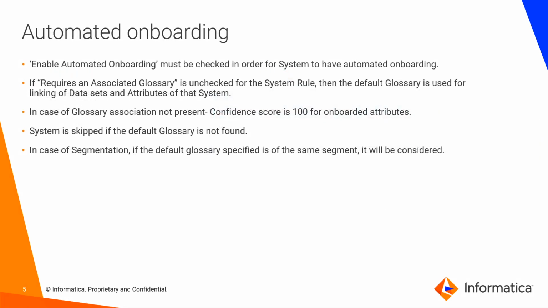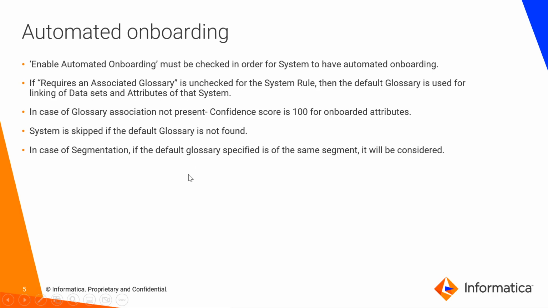Some more insights into automated onboarding. To automatically onboard objects from Enterprise Data Catalog, we must configure the data onboarding rules and either enable or disable these automated onboarding rules from the Axon system level. If the option "requires an associated glossary" is not enabled and a physical field is not linked to a glossary, then the default glossary specified in the admin panel is used for automated onboarding.